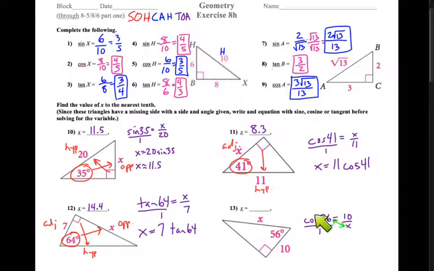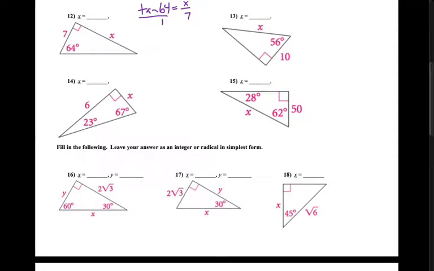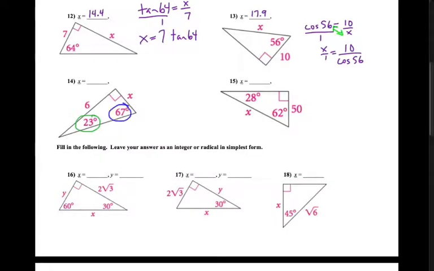When x is on the denominator, switch the extremes, and I get x over 1 equals 10 divided by cosine of 56. This is what you type into your calculator. 10 divided by the cosine of 56 gets you your answer. Why am I rounding to the nearest tenth? Because the directions tell you to. Will we always do that? No, you do whatever the instructions say. Yeah, so there's the same work that's there.